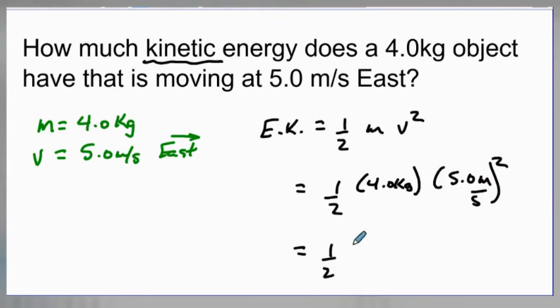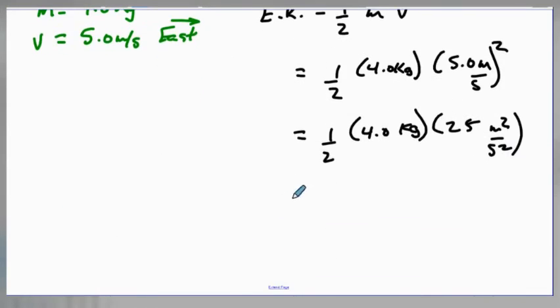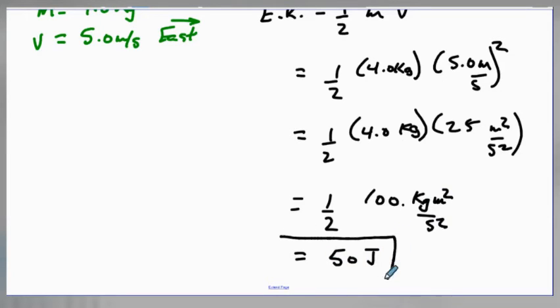So let's see, this is going to be 1/2 of 4. Well, I could have done that in one step. Multiplied by 25 meters squared per second squared. Doesn't matter how I do this. I can do this without a calculator. Nice, easy example here. I got 1/2 of 100 kilograms meters squared per second squared. And so 1/2 of 100 is 50 joules. It's pretty straightforward.